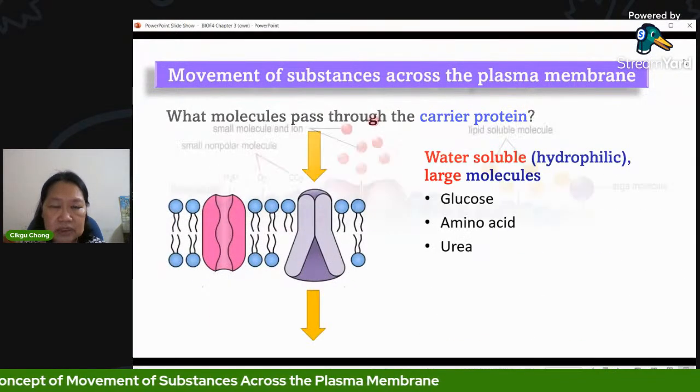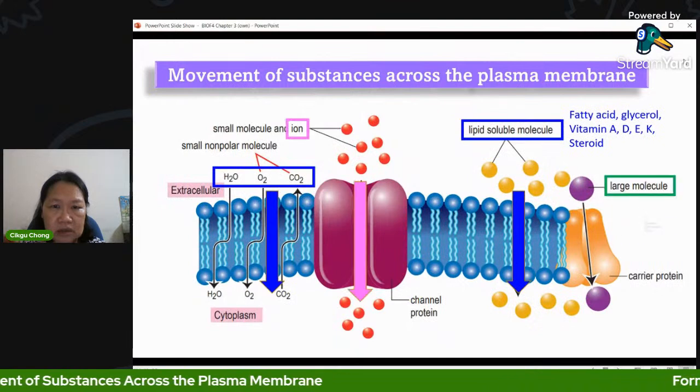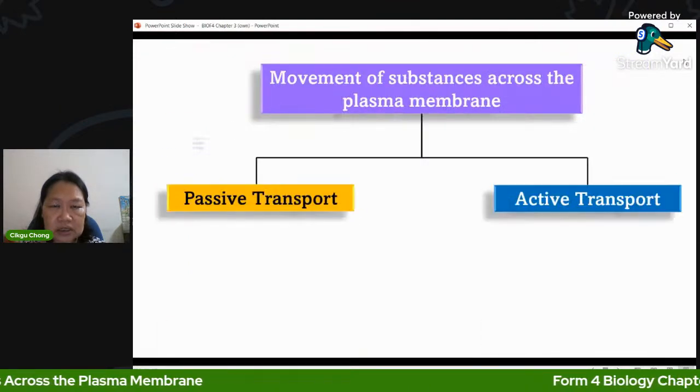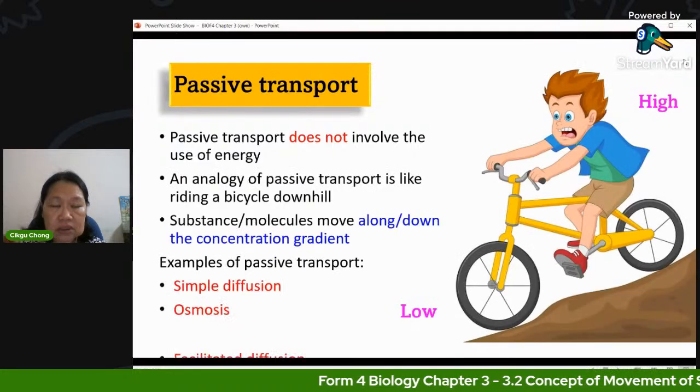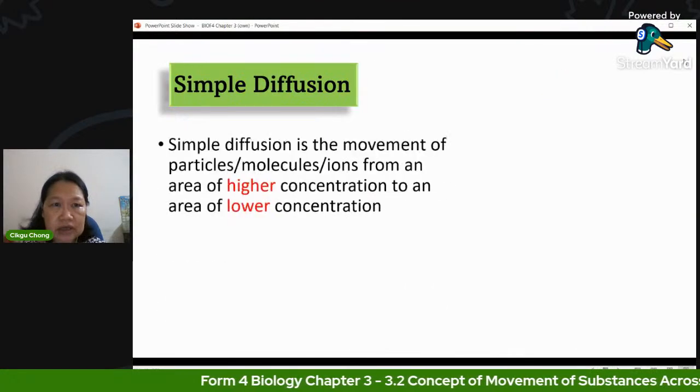Okay, let me carry on with this. This is also done. Sorry, just a glitch here. Now we go to simple diffusion, right here.